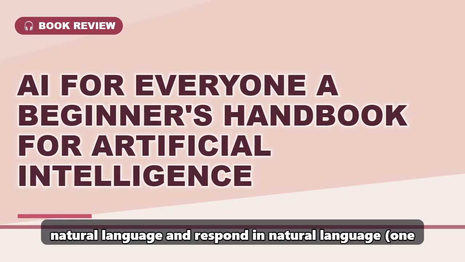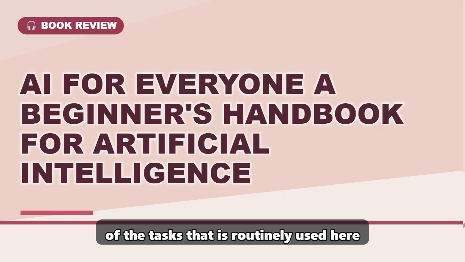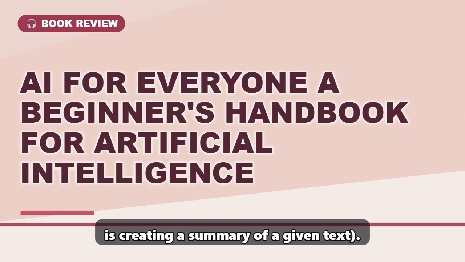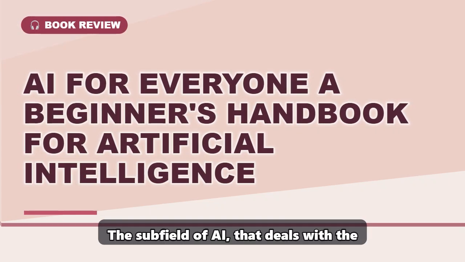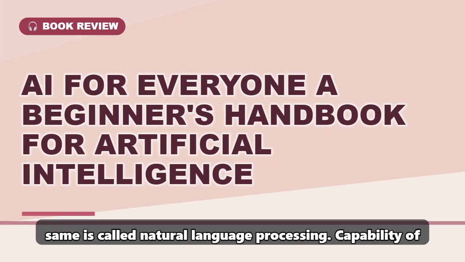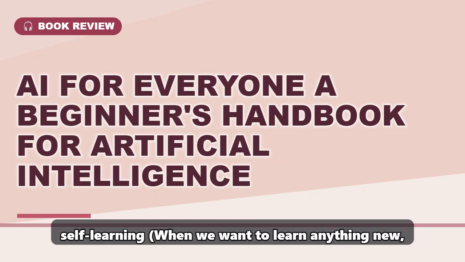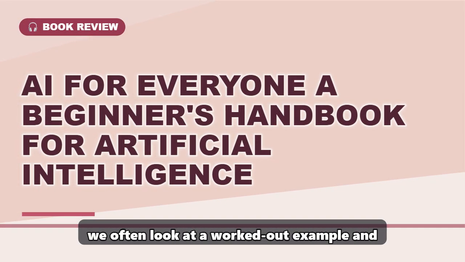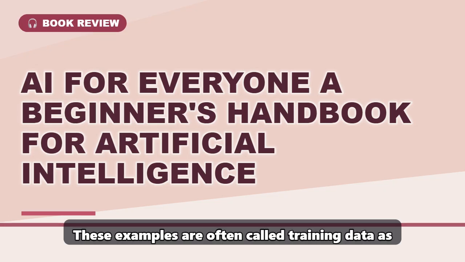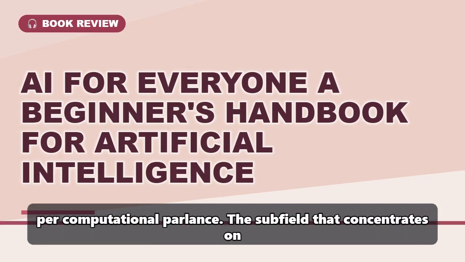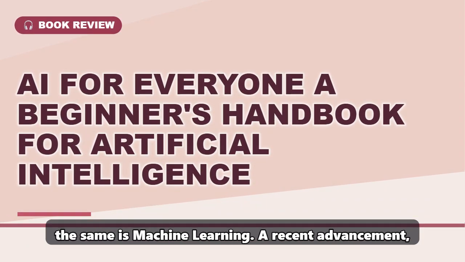Capability to understand natural language and respond in natural language. One of the tasks that is routinely used here is creating a summary of a given text. Formally, such a task is called text summarization. The subfield of AI that deals with the same is called natural language processing. Capability of self-learning. When we want to learn anything new, we often look at a worked-out example and derive some rules in our mind. These examples are often called training data in computational parlance. The subfield that concentrates on the same is machine learning.